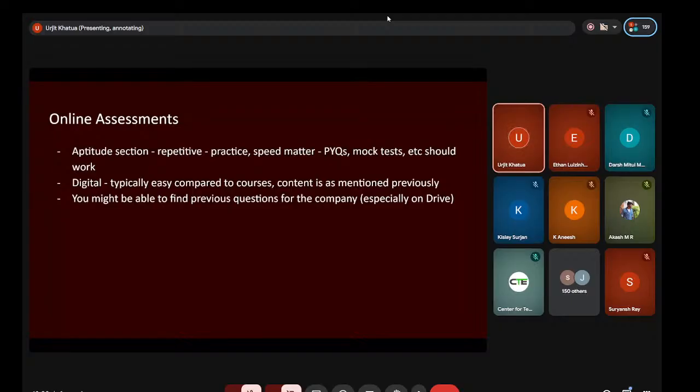For online assessments, most of the syllabus is as I mentioned. There's also an aptitude section in these OAs, at least for Texas Instruments. I think most of the ones I did had these. They're usually repetitive, especially if you've seen PYQs. If you can practice these in advance, that'll probably help you because you'll be able to go faster.